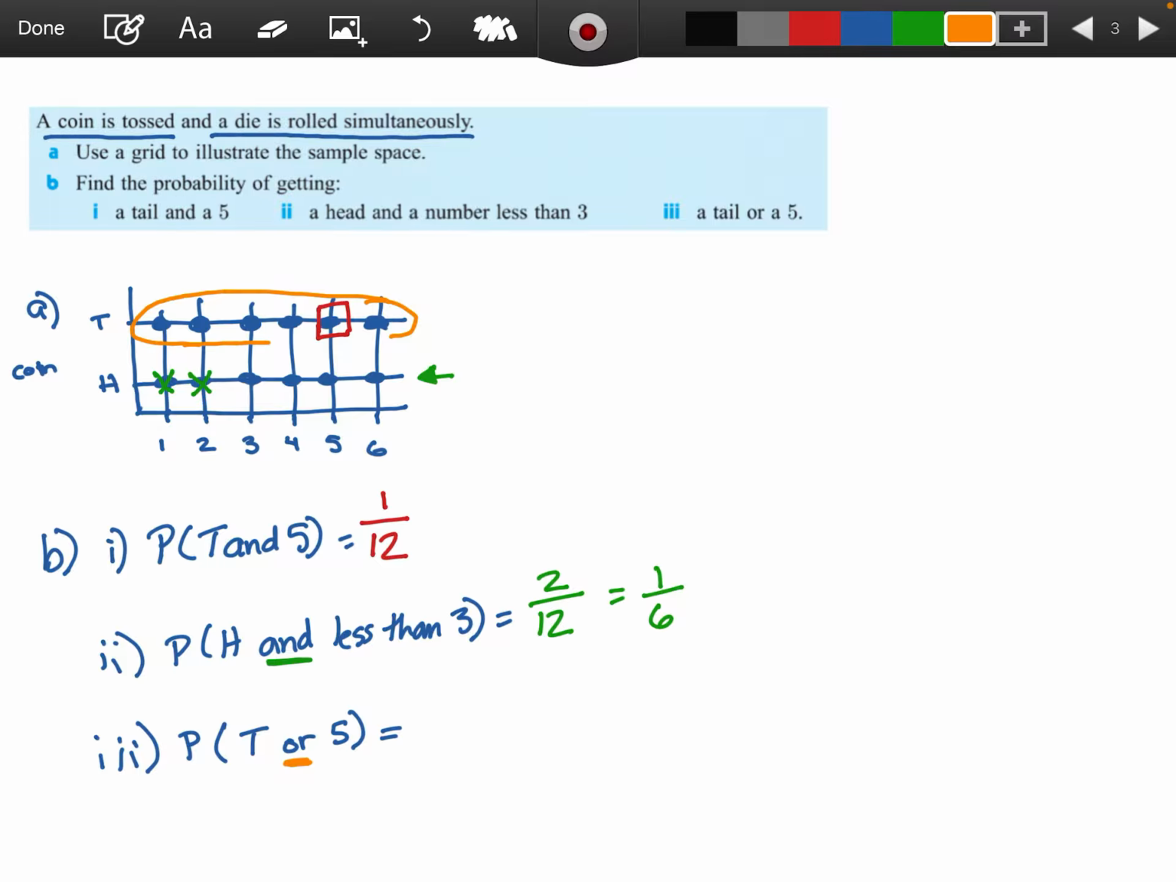So if we look at tails or a 5, that means all of these outcomes fit the criteria of tails. And then there is one additional one here that also would fit the criteria. All of these ones are the ones that have tails. And then this one additional one over here is the 5. So if we're looking at tails or a 5, any of those outcomes would fit. So we have the 6 outcomes that include tails, and then one additional that includes heads, but also has a 5. So then we have 7 out of 12 would be the probability for that particular scenario.